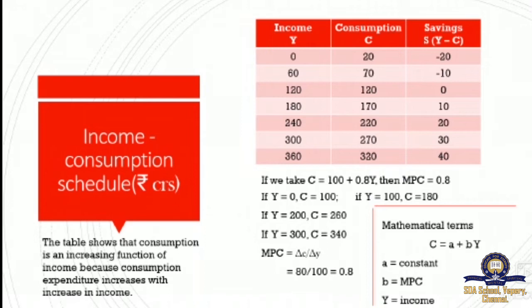If income is 300, the consumption is 340. Same way, 100 plus 0.8 into 300. 0.8 into 300 will give you 240. 240 plus the constant 100 will give you 340. So 340 is the consumption. They'll give you income and ask you to find the consumption. So finally, MPC equals delta C by delta Y. Delta means change: change in the consumption divided by change in the income.